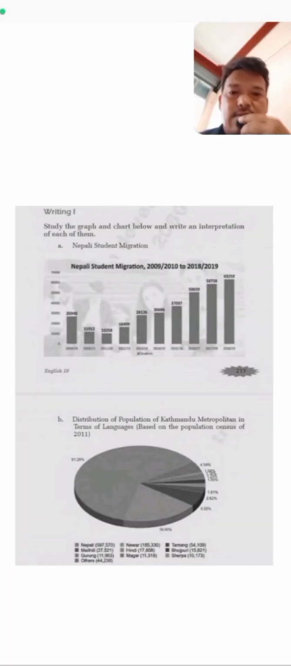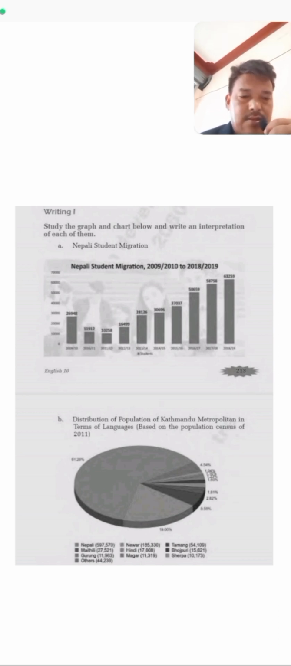This is the distribution of population of Kathmandu metropolitan in terms of language, based on the population census of 2011. This is the pie chart, students, and here we have the distribution of population of Kathmandu metropolitan city in terms of language, based on the population census of 2011. So we have to interpret.